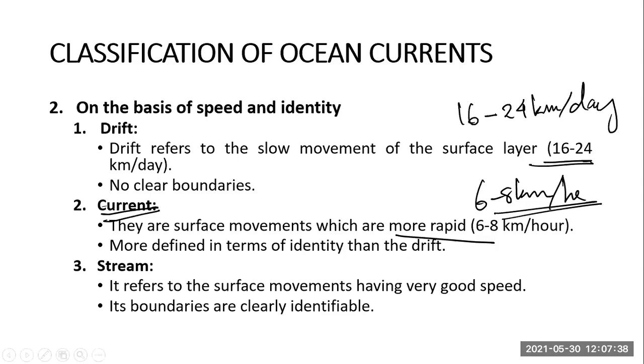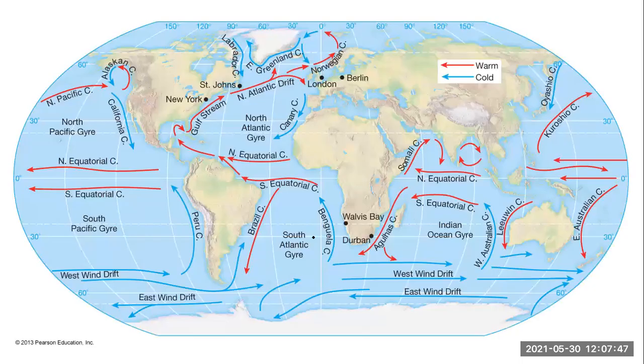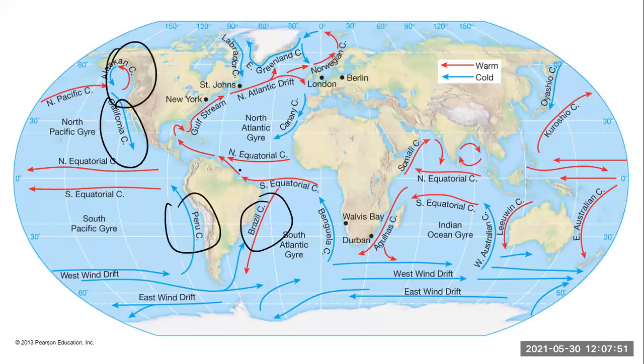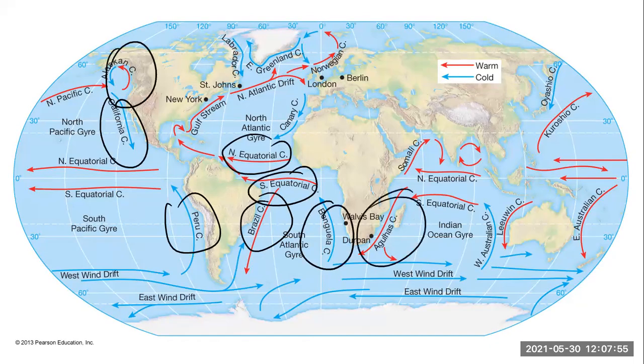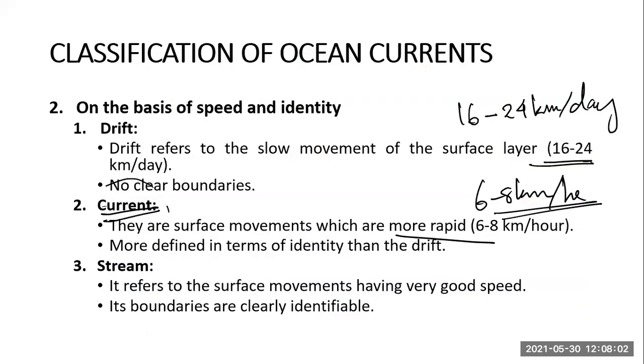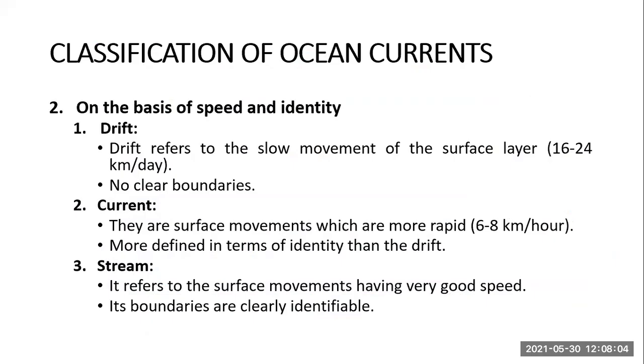So if you have a relatively better speed, a more rapid velocity compared to that of the drift, we call it a current. For example, you can see the Brazilian current, Peru current, Californian current, Alaskan current, North Equatorial current, South Equatorial current, Venezuela current, Agulhas current. We call them just current, which means that they are faster compared to the drift systems. They are relatively faster movements. That's the meaning of the word current.